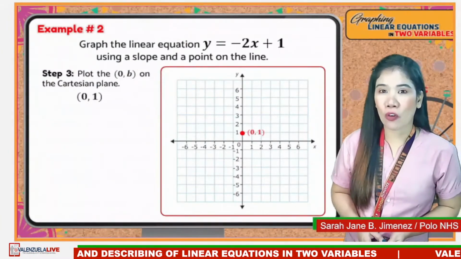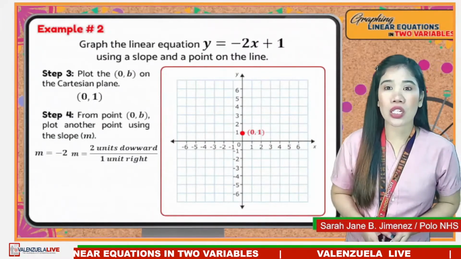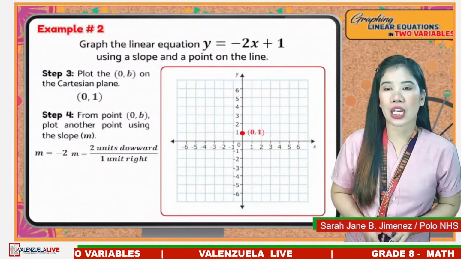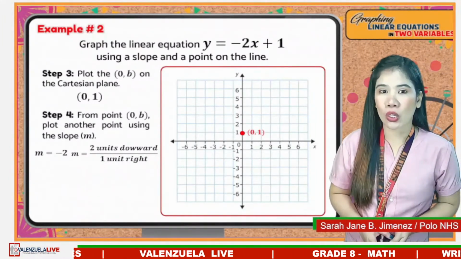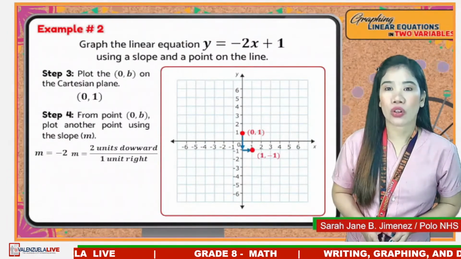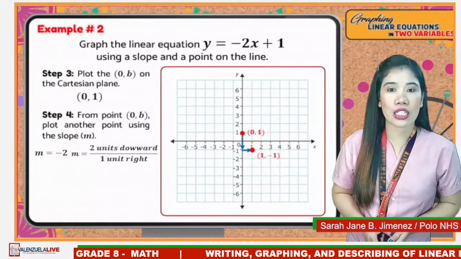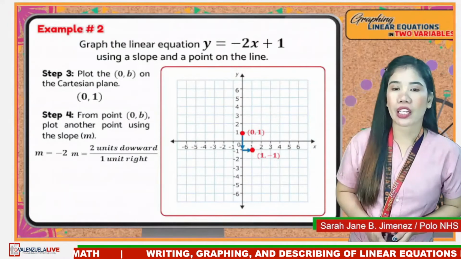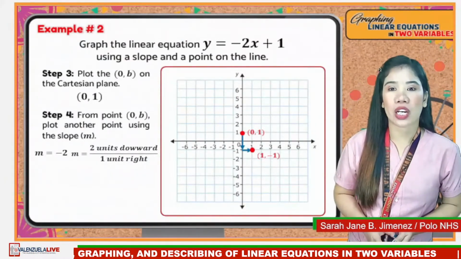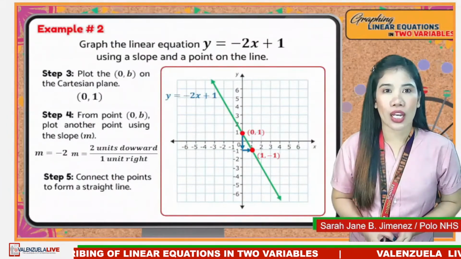For step number 4, from point 0, 1, plot another point using the slope m. We will use the slope negative 2 to find the second point. From our first point, we are going to move 2 units downward, then 1 unit to the right. Draw the point for the second point and label its coordinates as 1, negative 1. Last step is connecting the 2 points to form a straight line. Now we have the graph of y equals negative 2x plus 1.